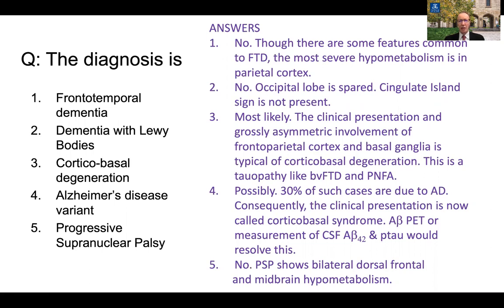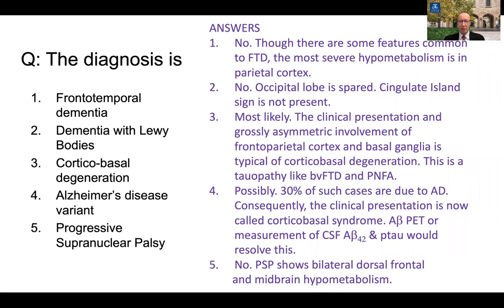Dementia with Lewy bodies, no, we've said that's not present. Corticobasal degeneration. This is the most likely diagnosis. The clinical presentation is somewhat typical for this condition. The MRI finding of parietal atrophy without stroke is suggestive. The grossly asymmetric involvement of frontoparietal cortex and basal ganglia is typical of corticobasal degeneration.